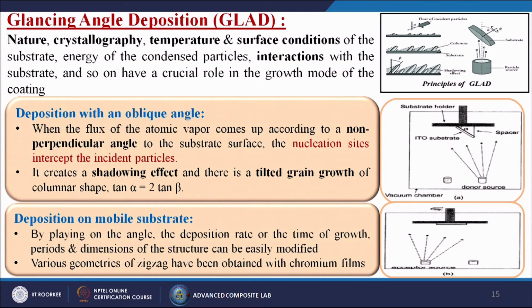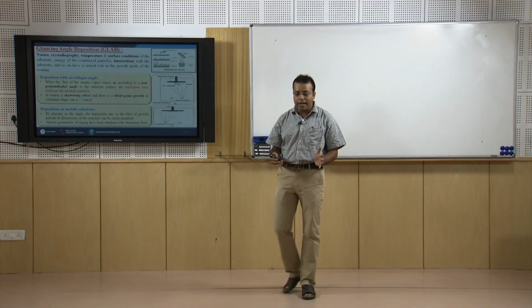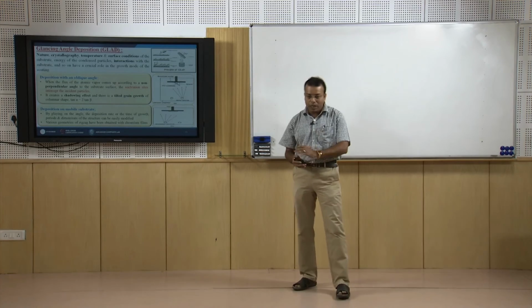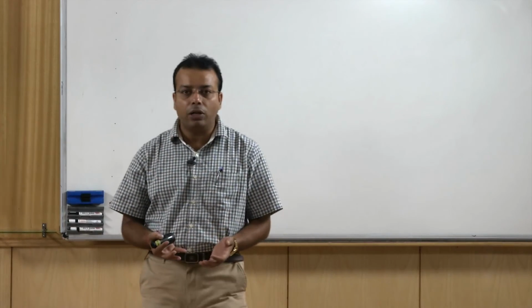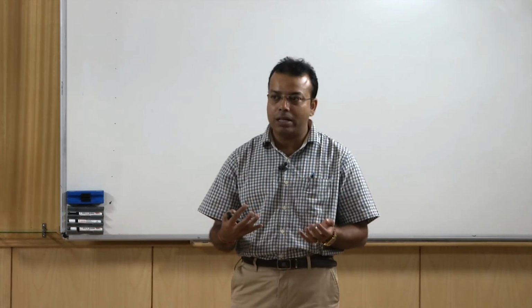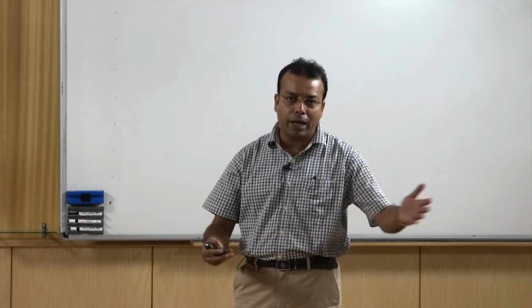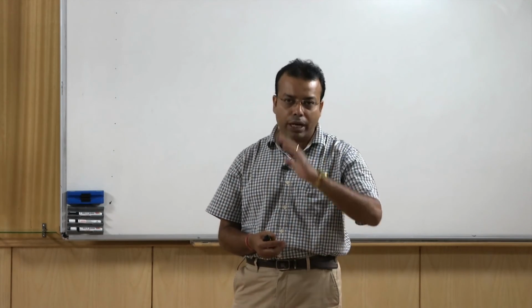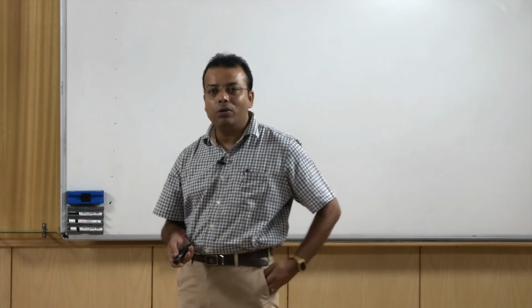Deposition on a mobile substrate, by playing on the angle, the deposition rate or the time of growth periods, the dimensions of the structure can be easily modified. Various geometries of zigzag have been obtained in the chromium films. So, in this particular case we can do the directional coating onto that particular material depending upon our requirements. Sometimes we can do the horizontal, we can do the vertical, sometimes we can put certain kinds of angular coatings also.